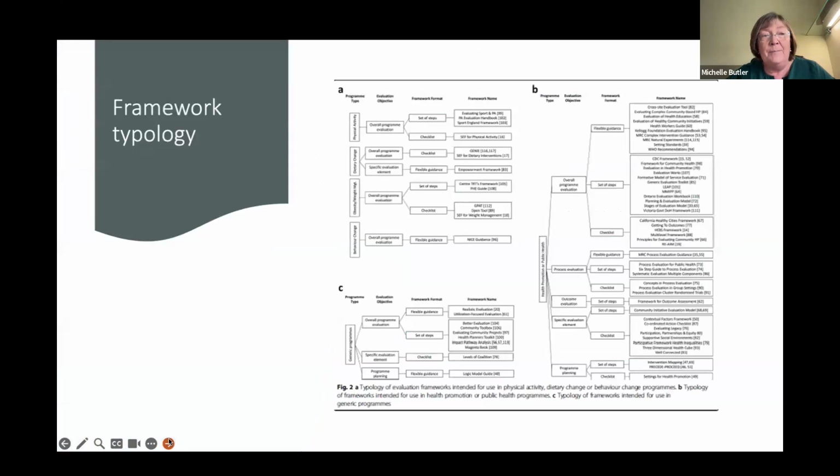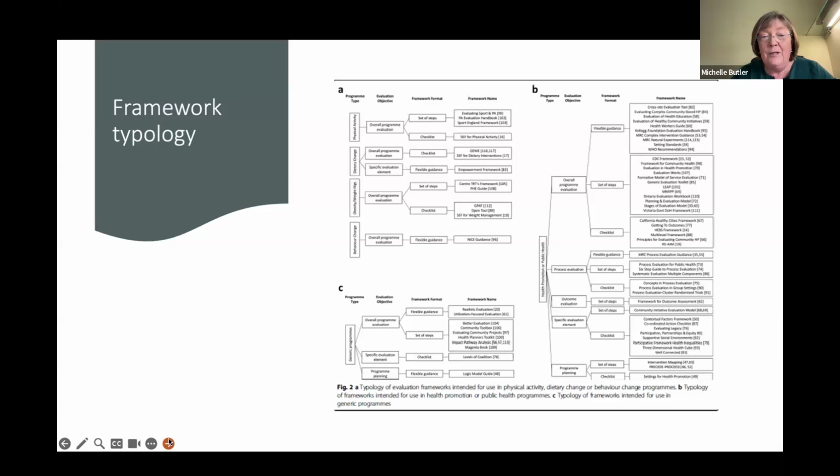And this is their typology. So they identified 3 different types of frameworks, depending on the focus of the evaluation. So A is frameworks intended for use in physical activity, dietary change, or behavior change programs. The second one, B, the big one, is frameworks intended for use in health promotion or public health programs. And the third one, C, is frameworks intended for use in generic programs.